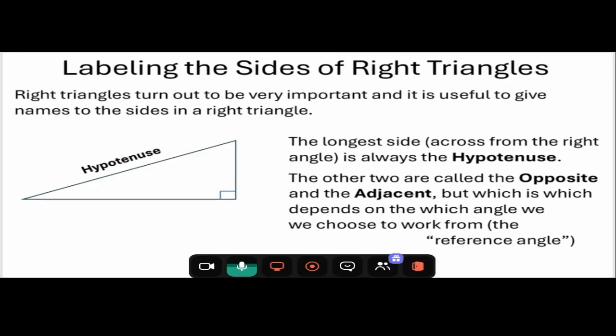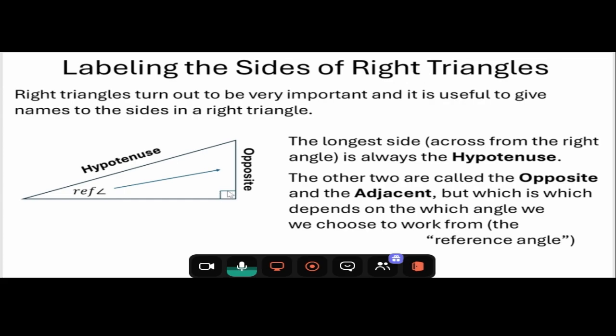The other two we call the opposite and the adjacent, but here's a little bit tricky. It all depends on which angle you decide you're working from. There's going to be some equations we set up, and you have to know which angle you're working with before you can decide which is the opposite and the adjacent. We call the angle we're going to work with the reference angle. So if we decide that angle down there is our reference angle, then the one across from it is the opposite.